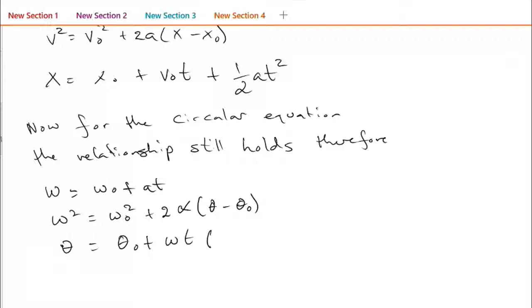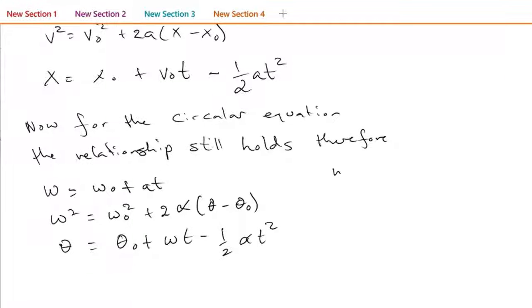And fortunately, circular equations have the same relationships. So all we have to do is just rename some of the variables so that it will be circular velocity and circular acceleration and angular position instead of just linear terms.